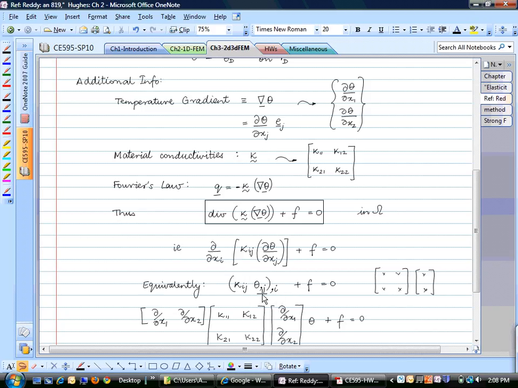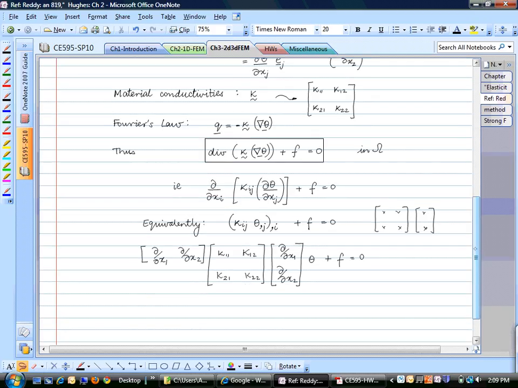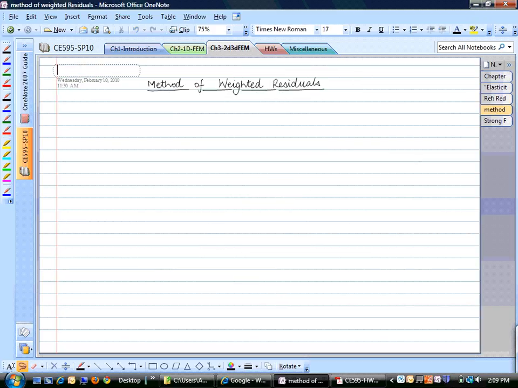So how many total terms are going to be there in this? Two terms for i and two terms for j, so that would be 2 times 2, 4. In general, if it is 3-dimensional, it would be 9 terms. I've written it out in the matrix form here as well. So what we're going to do now is take this equation and start writing our method of weighted residuals and try to see if we can convert this into the form Kd equals F.